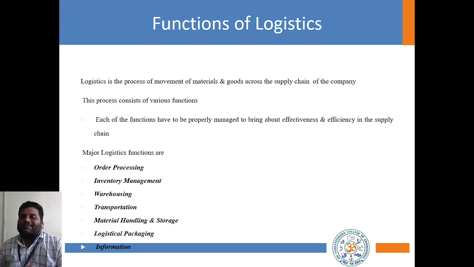So when you see what are the functions of logistics, logistics is a process of movement of materials and goods, as we said in the last video. What are the major logistics functions? Is it order processing, that is procurement. Without order processing, there is no procurement at all, right? So once procurement is done, you need inventory management. Once your inventory management is done, you have done a procurement, you need a warehousing. So warehousing, transportation, material handling and storage, logistical packaging, and information. So till logistical packing, all this information has to be passed around so that at any point of the phase, you can identify the product where it is available.